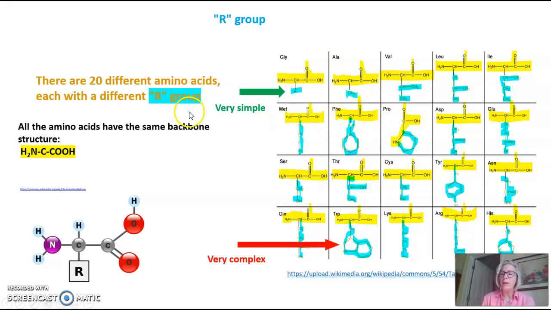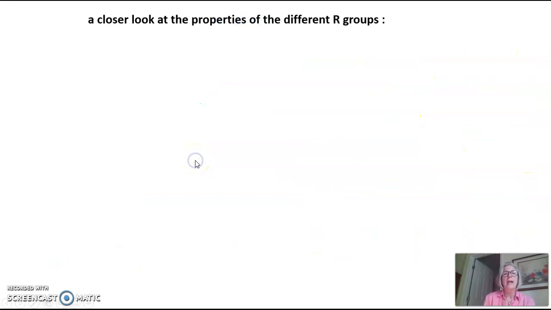They have an R group. An R group is what varies between each of the 20 amino acids. So this R group varies from a simple hydrogen in the amino acid glycine to a very complex aromatic unit here in the amino acid tryptophan. You do not need to know all of these different names of the amino acids. You don't need to know the R groups. You should know, however, that there are 20 different amino acids, and how they vary is that their R group is very different. Let's take a closer look at the properties of these different R groups.